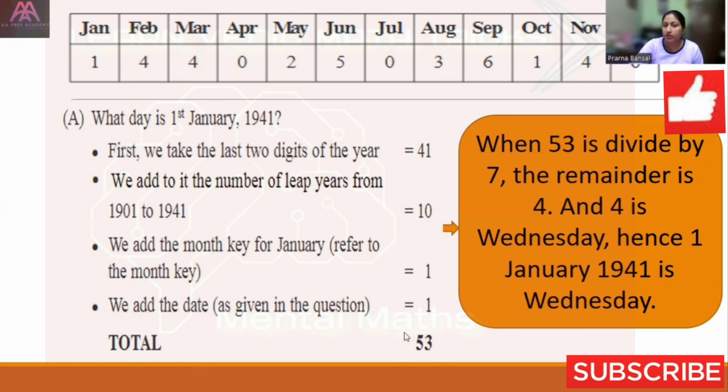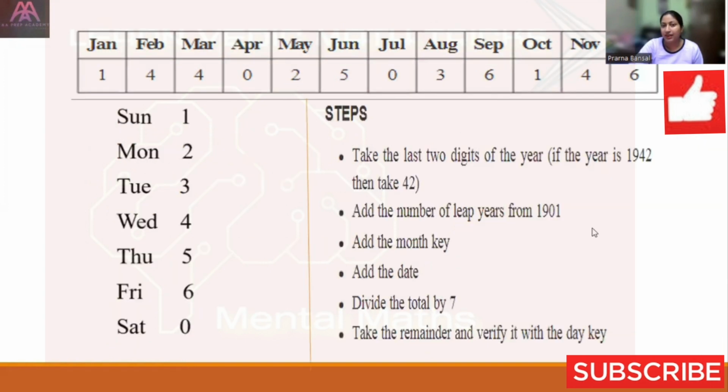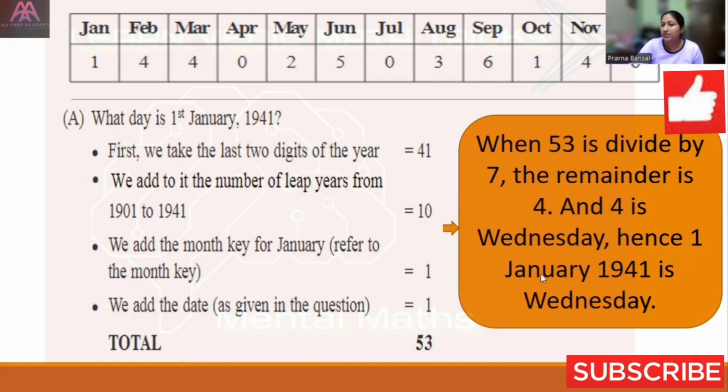Total will be 53. जो टोटल आएगा उसको हमें डिवाइड करना है 7 से, और उसके बाद हमें निकालना है रिमाइंडर। When 53 is divided by 7, the remainder is 4. And 4 is Wednesday. I told you 4 is Wednesday. जो भी हमारा रिमाइंडर है उसके अकॉर्डिंग हमारा कौन सा डे है? Wednesday. So hence 1st January 1941 is Wednesday. In this way you can easily find the day on that date.